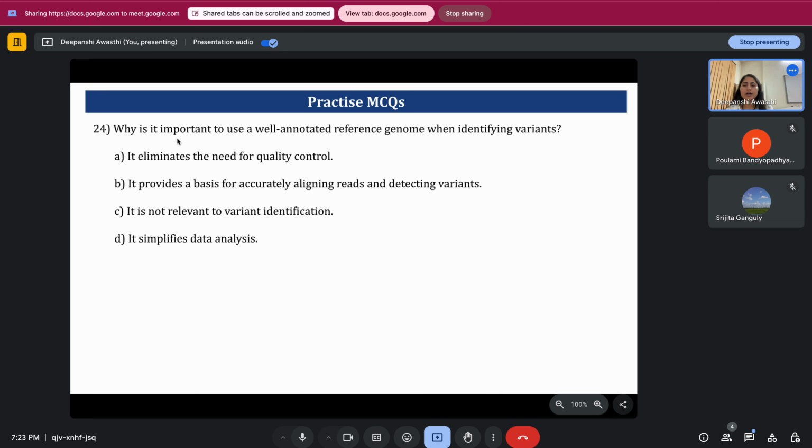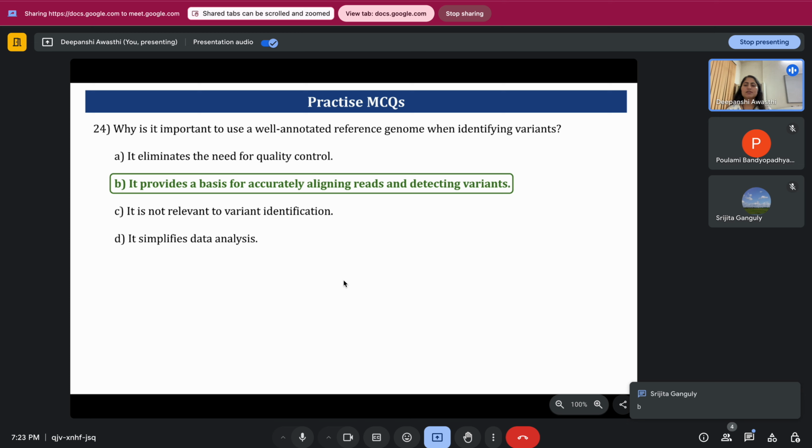Next question was, why is it important to use a well-annotated reference genome when identifying variants? Option A, it eliminates the need for quality control. Option B, it provides a basis for accurately aligning reads and detecting variants. Option C, it is not relevant to variant identification. And option D, it simplifies the data analysis. Okay, this time also you both are right.